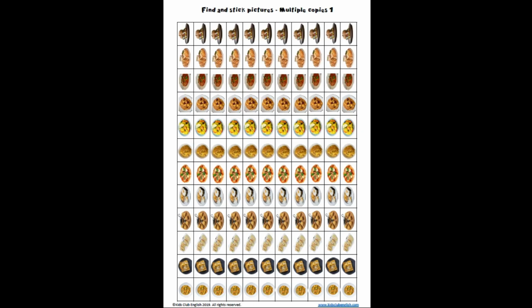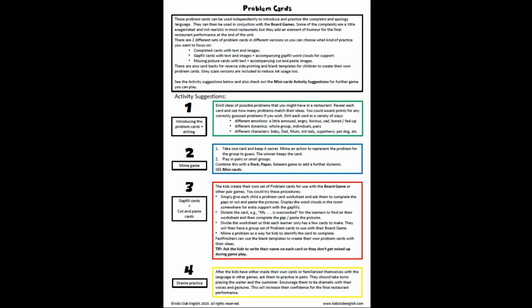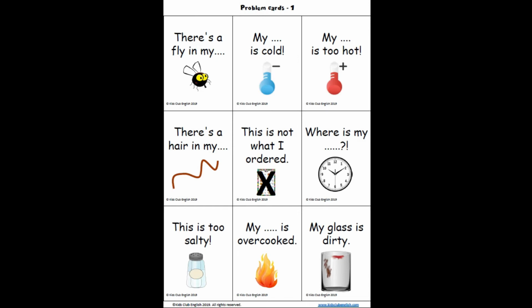And then we've got problem cards. So like this restaurant role play can be a bit silly, so we can have some crazy problems. So we've got these problem cards and some different suggestions for how you can use them. The idea with these is that you can either print them and use them as cards on their own, and then the students practice the language by creating their own sets.